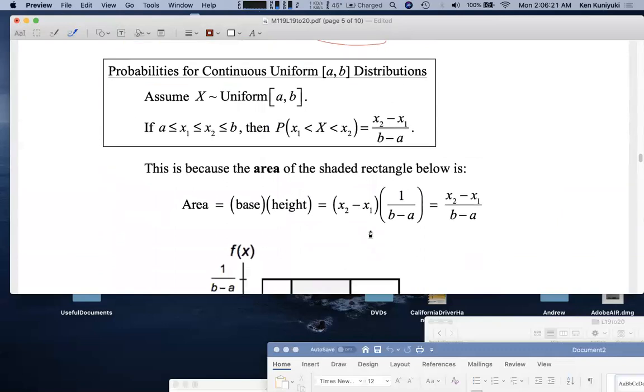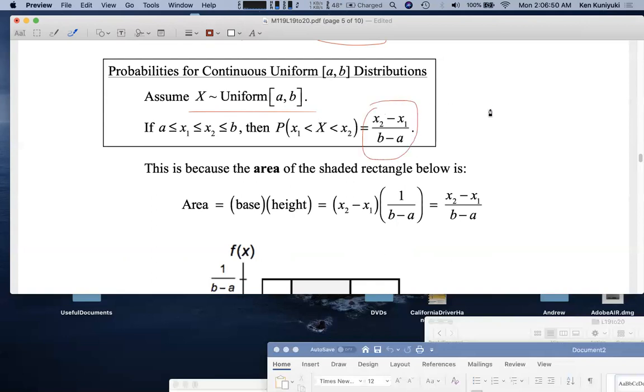Now let's say that we want to know the probability that x will be between the values x sub 1 and x sub 2, where again, these two values are between A and B, and x sub 1 is, let's say, less than x sub 2. Then the probability that x, which has this distribution, continuous uniform from A to B, is between x sub 1 and x sub 2 is given by this fraction over here.